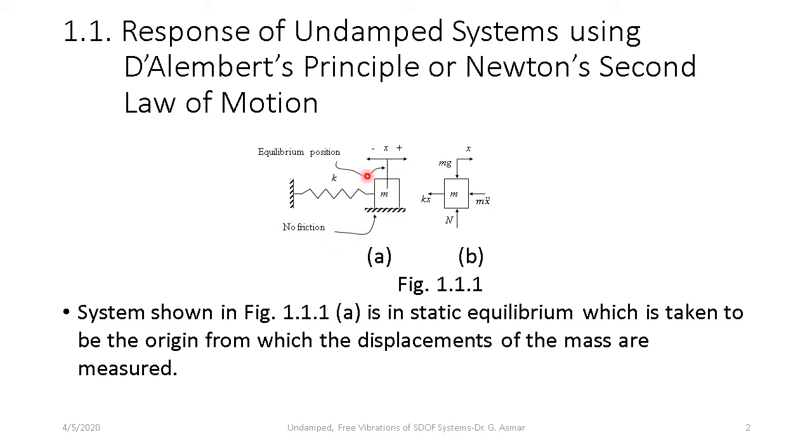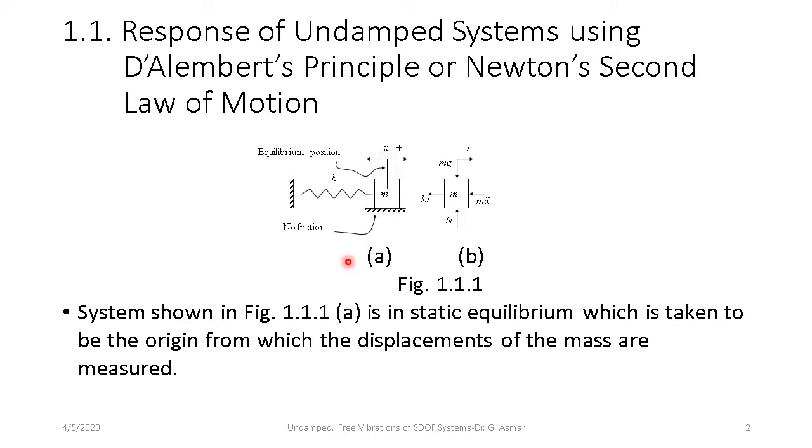In the position shown, the system is at static equilibrium. And this position, the position of static equilibrium, is going to be considered as our reference, meaning our origin is set at the static equilibrium position. And since we need to decide which direction for the displacement is positive and which is negative, we decide that any displacement to the right of the equilibrium position is going to be positive and to the left is going to be negative. And the displacements are denoted by x here.